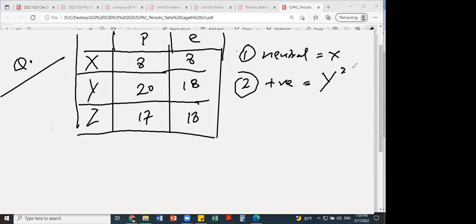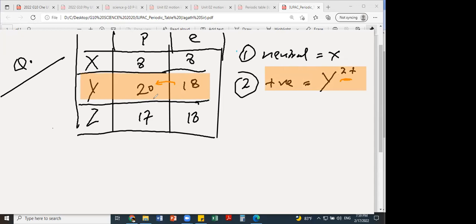Why? Look here. It has 2 extra positive charges. Why 2 plus? 2 plus means 2 extra protons.